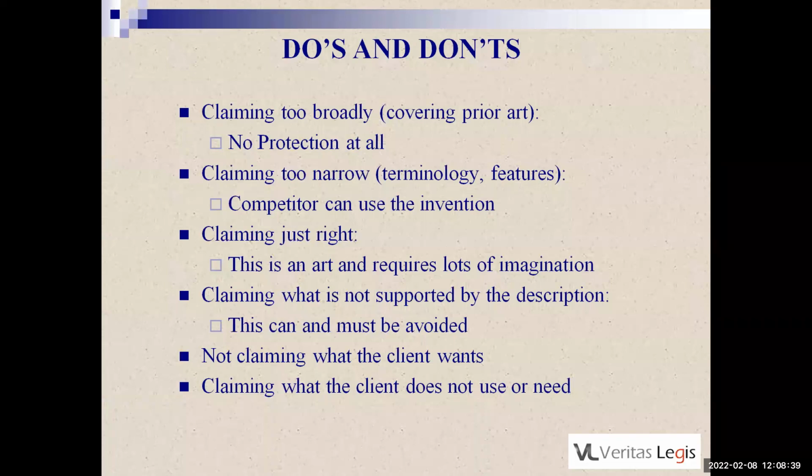So there you will not get any protection. Claiming too narrow, मतलब बहुत ही narrow claim करोगे तो features ही तो computer can use the invention. It should be that you should claim just right. Whatever the invention is, it is an art and it requires a lot of imagination also. So you should be claiming, it's an art. That's a claim, वही करो जो है. It should be neither broad nor narrow.